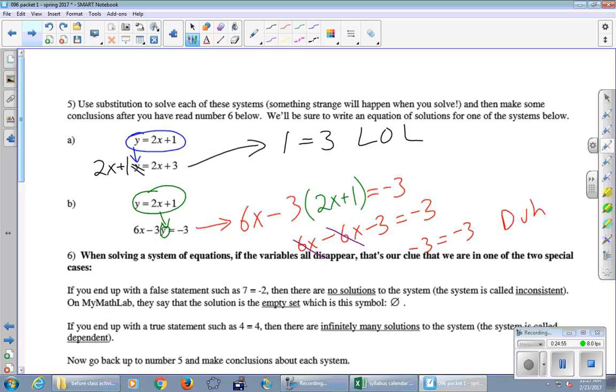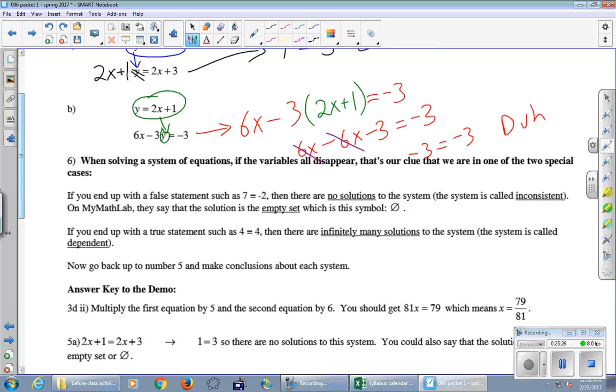Here we go. If you end up with a false statement such as 7 equals -2, then there are no solutions to the system. If you have something false, there are no solutions to the system. The system is called inconsistent. It doesn't have any solutions. Which picture is that? Parallel lines or the same line? No solutions. Parallel lines, no points of intersection, right? Again, we're not using MyMathLab, so we can just ignore that note.